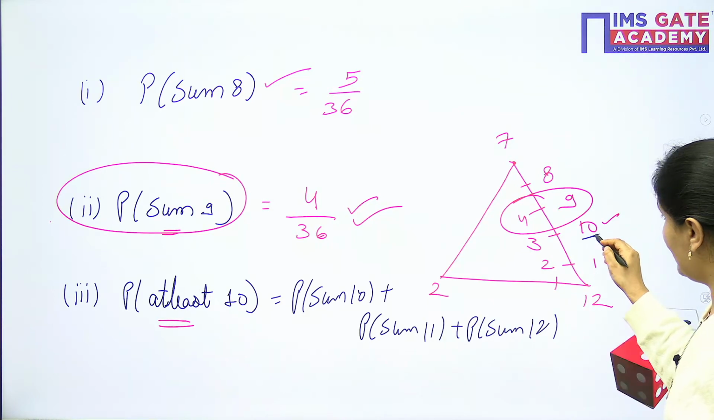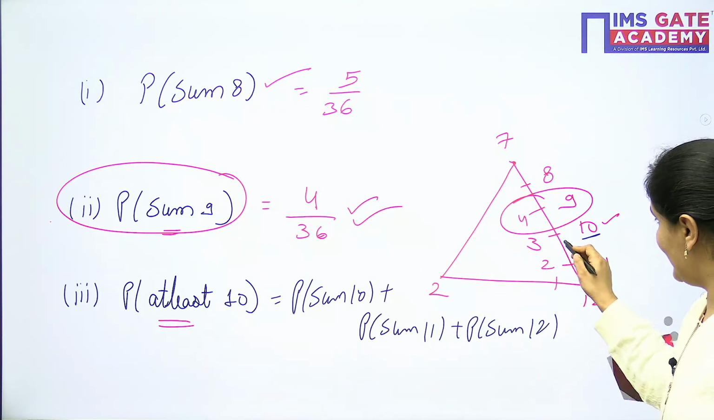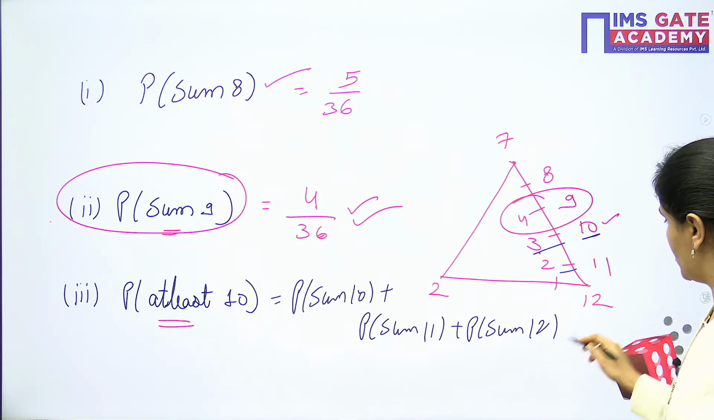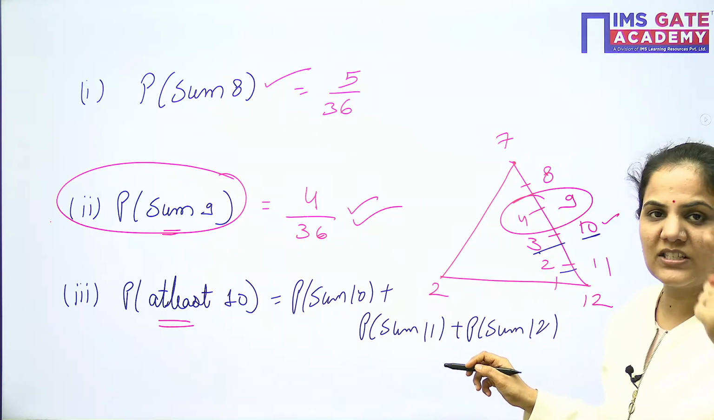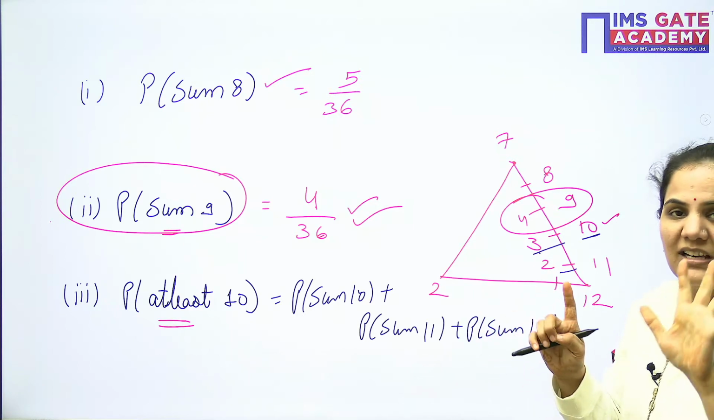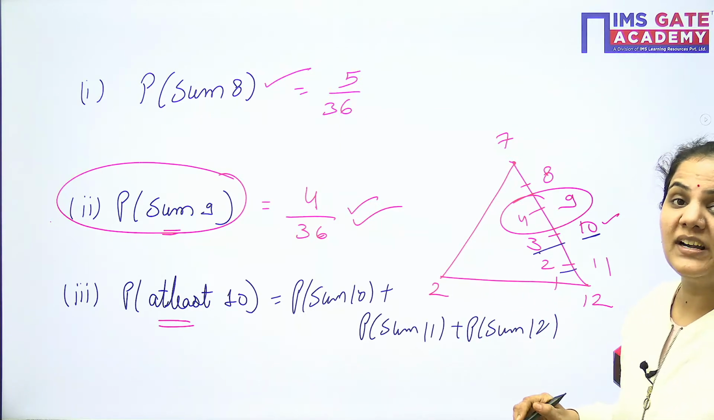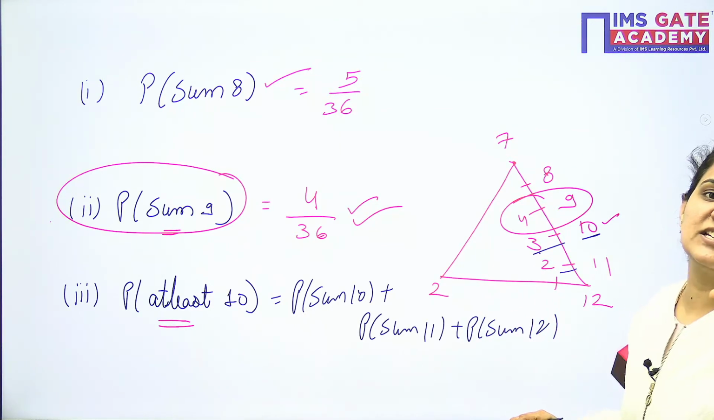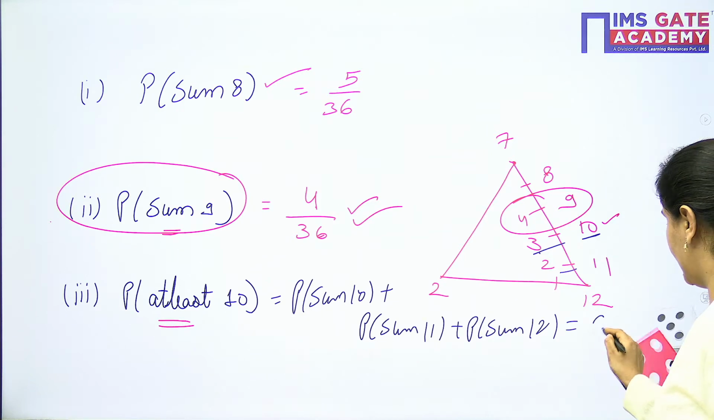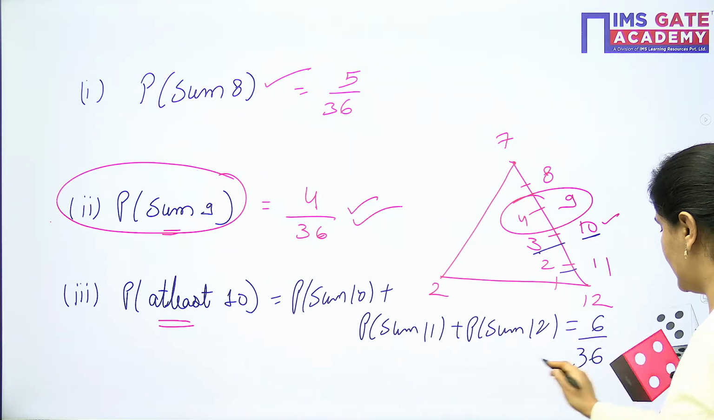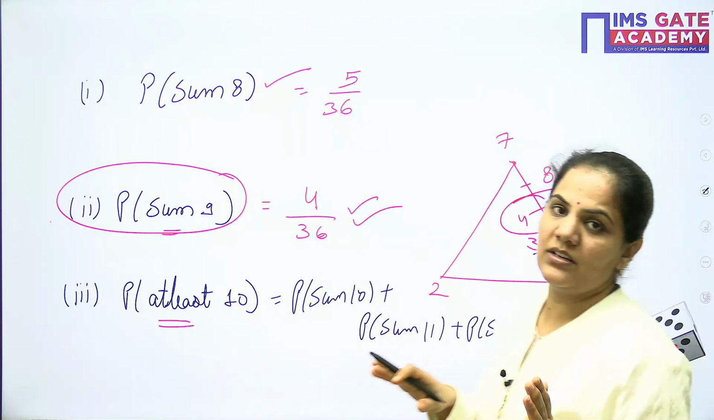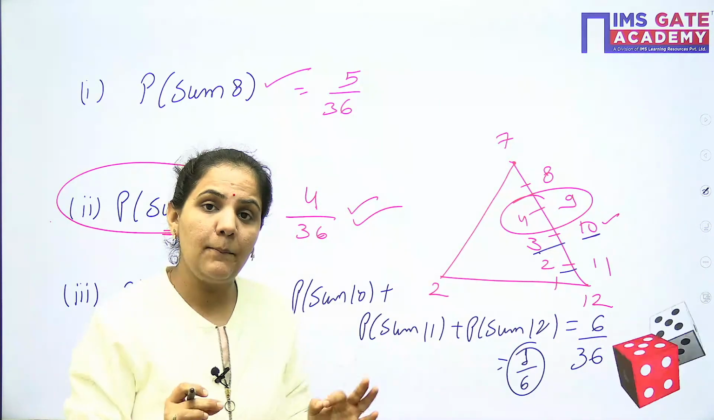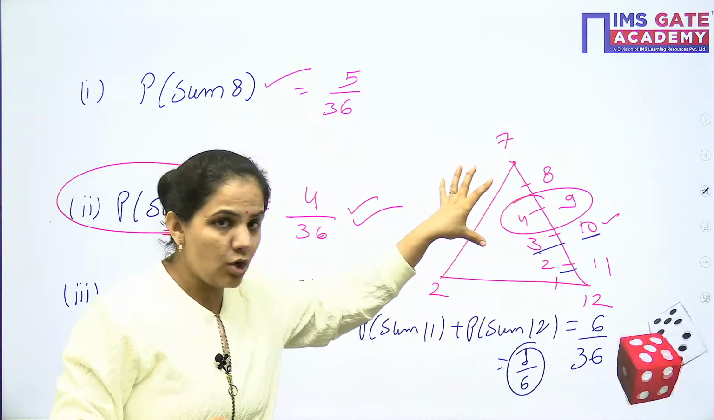We know very well the favorable outcome for 10 is 3, for 11 it is 2, and for 12 it is 1. So I can count in a fraction of a second: 3 plus 2 plus 1, total is 6. My required probability is 6 by 36, dear students, and the question is done. Required probability is 6 by 36. You can write that it is 1 by 6 and the question is done. You can easily approach with the help of this trick. This is not a big thing.